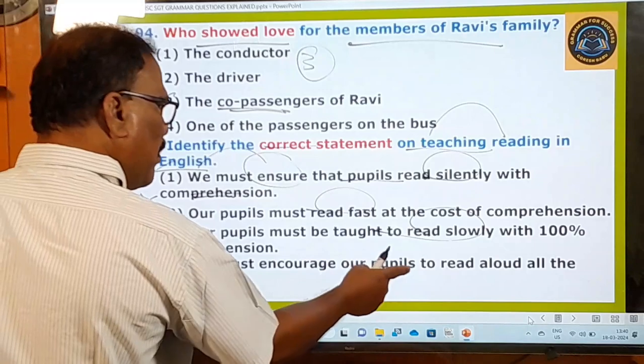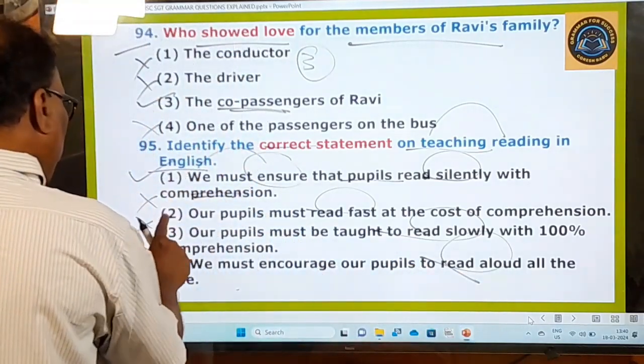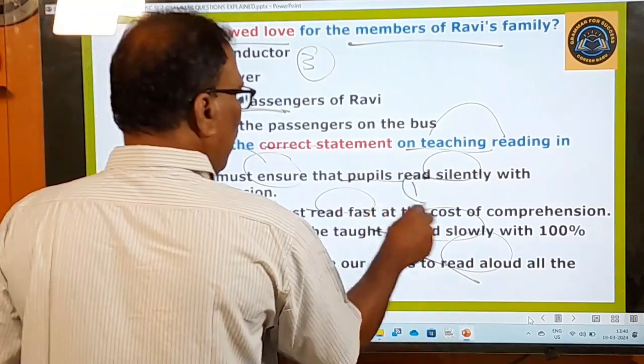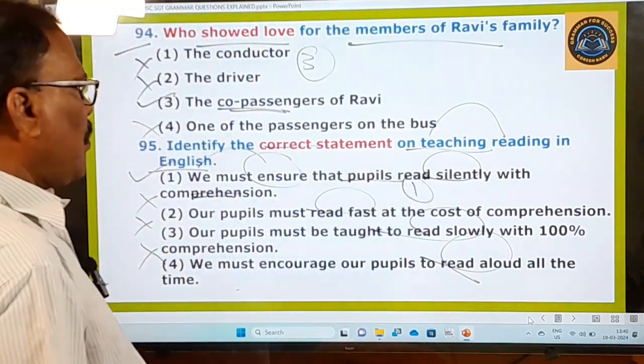We must encourage our pupils to read aloud. No, you should not read anything aloud. So here, second one, third one, fourth one are wrong. Only the first one is the right one. And now let's move on to the next question.